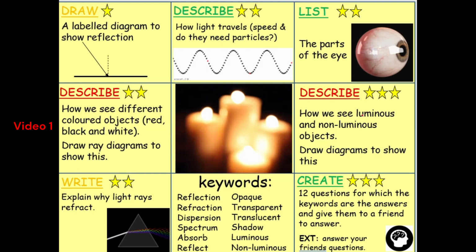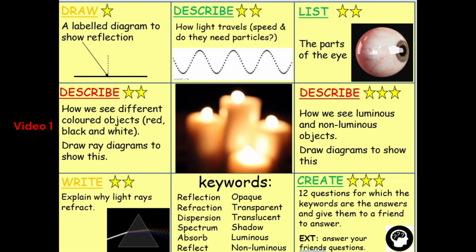Moving horizontally to the other describe, it says how we see luminous and non-luminous objects. Draw diagrams to show this. Even for this one, we have completed this in the classroom. You will need to first write down how we see them, and then you need to draw diagrams. For your diagrams, they need to be neat. You need to draw clear arrows.